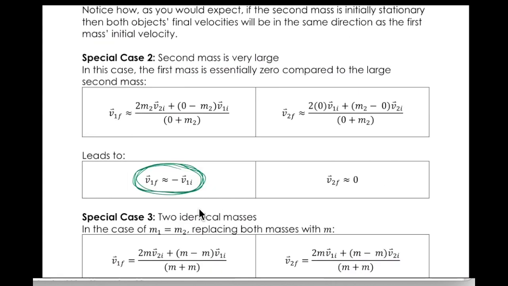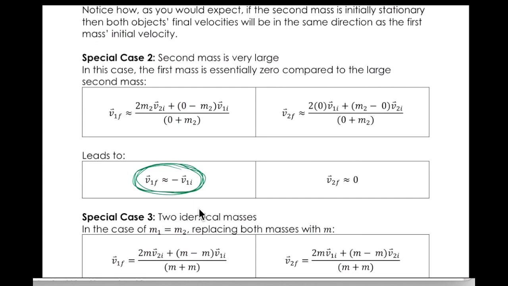The second special case is that the second mass is very large. For this, we basically consider the first mass to have a mass of 0 since the second one is so large. If we plug in 0 as the mass of the first object, we find that the final velocity of the first object is going to equal its initial velocity, just in the opposite direction. So the negative of the initial velocity of the first object.